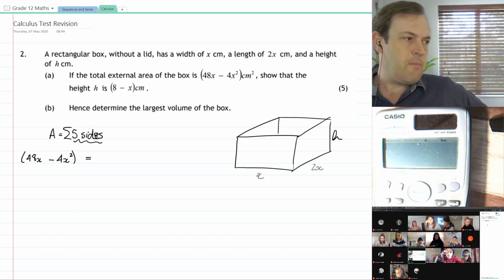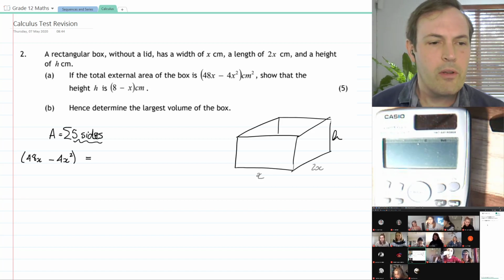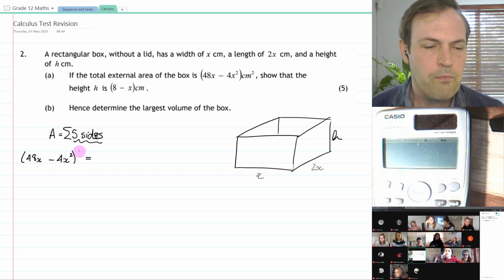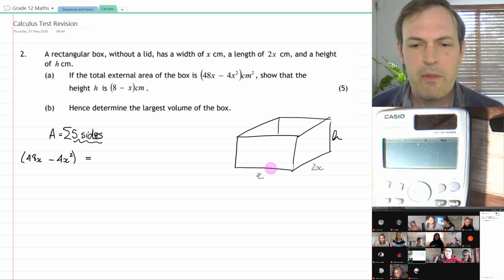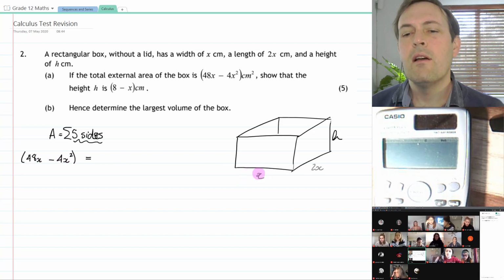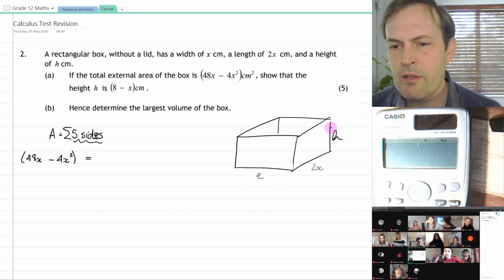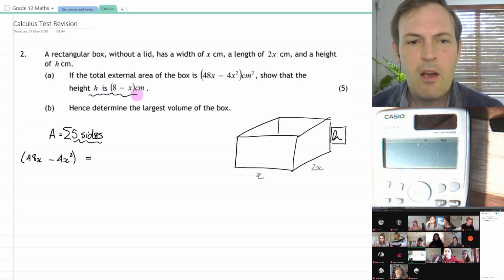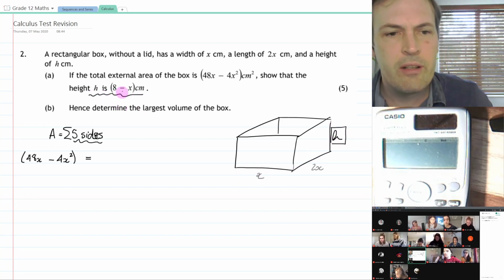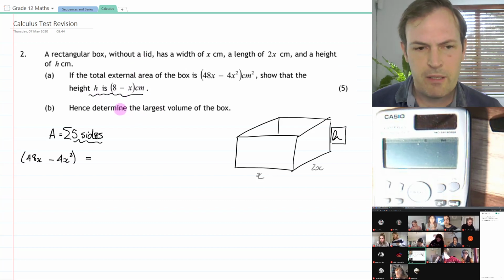Okay, so we've got the area. We need to have the sum of the 5 sides. We've got the base lengths, but we don't have a height. So let's use this variable h, because that's ultimately what we're going to solve for here. We're asked to show that h is 8 minus x centimeters.